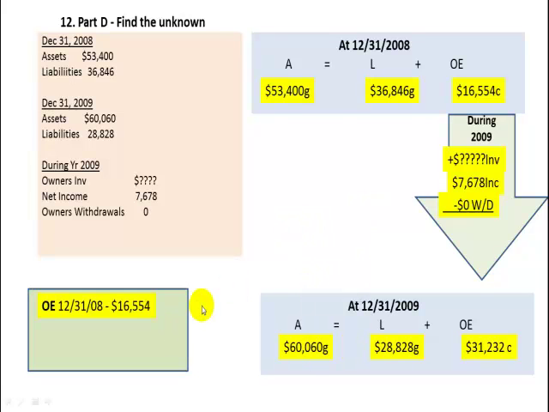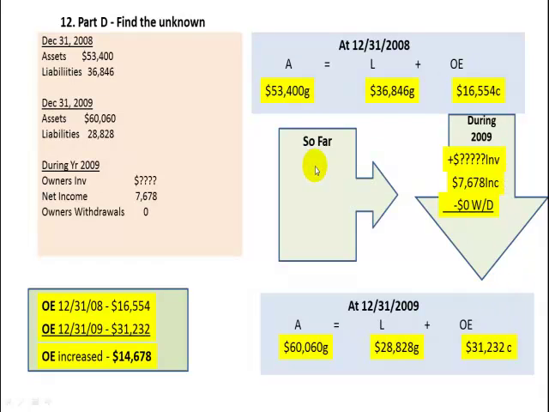All right. So let's see how much dollar-wise that difference is. Beginning owner's equity is 16,554. And then we've got the ending owner's equity, which is 31,232, and the difference we're looking for, that is the change in owner's equity from the beginning to the end of the year, is going to be an increase of 14,678. That's how much owner's equity went up during this accounting period from this year of 2009.